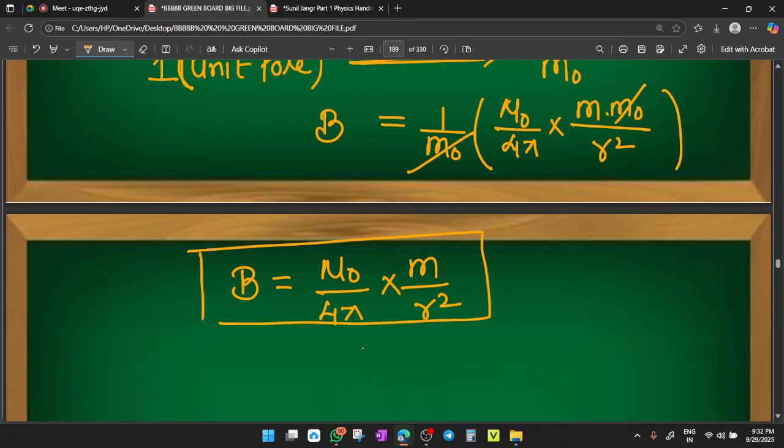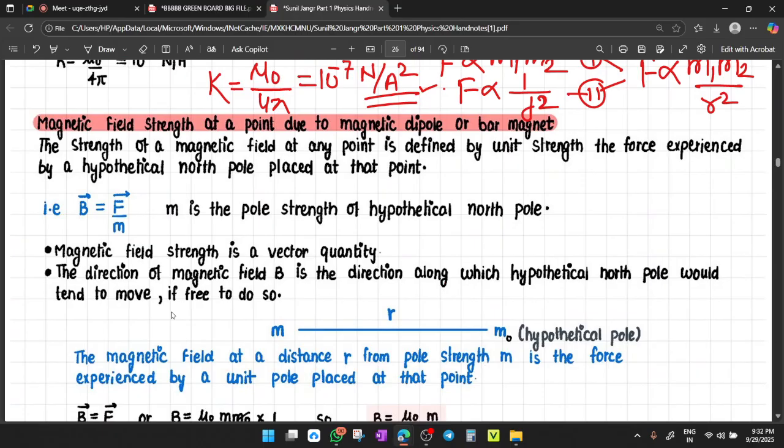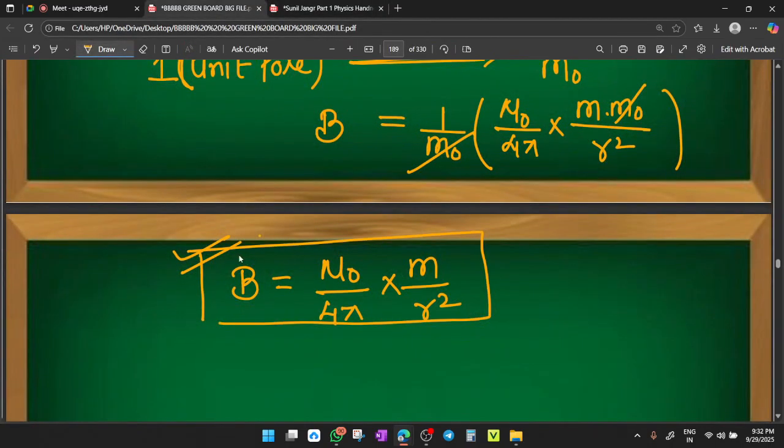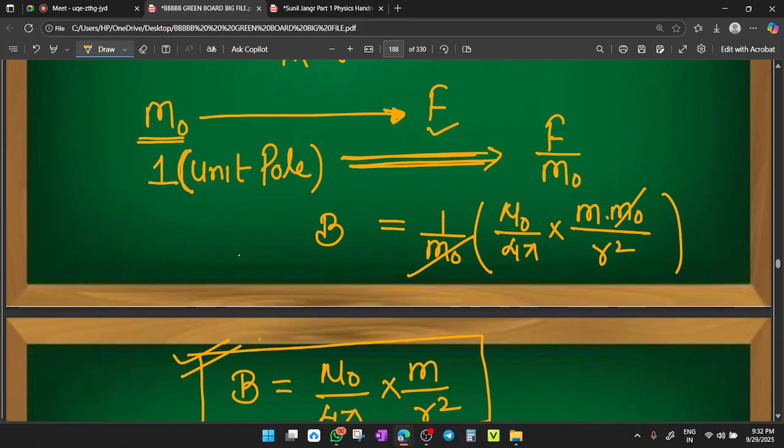First formula, sorry, second formula for this chapter. So this is called magnetic field intensity or magnetic field strength. The strength of a magnetic field at any point is defined as the force experienced by the unit strength, hypothetical North Pole. Yes, we have considered a unit pole. Which one? Unit North Pole. So the force realized by a unit North Pole due to any magnet is called magnetic field intensity or magnetic strength at that point. So very important formula. B is equal to force per unit North Pole.